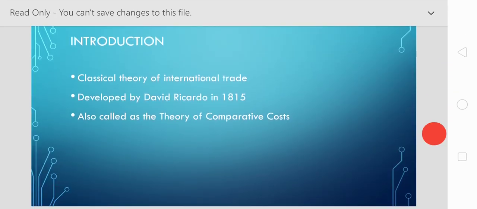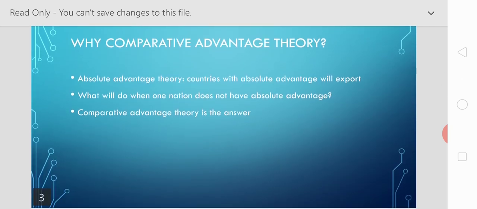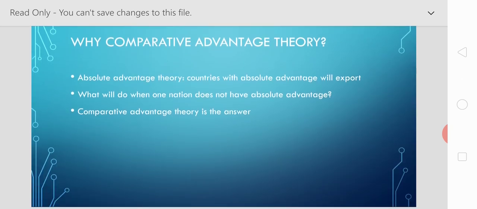As I said, this is the theory of classical trade, and this is called the theory of comparative cost, and I will explain why this theory is called the theory of comparative cost later. So why was this theory introduced? This theory was introduced to correct the deficiencies of absolute advantage theory.